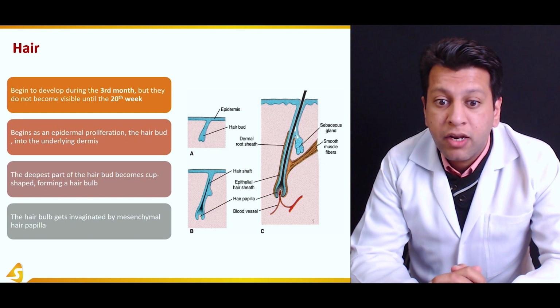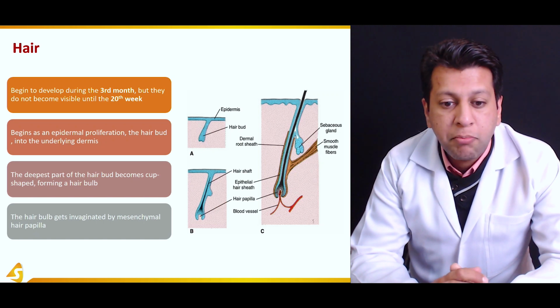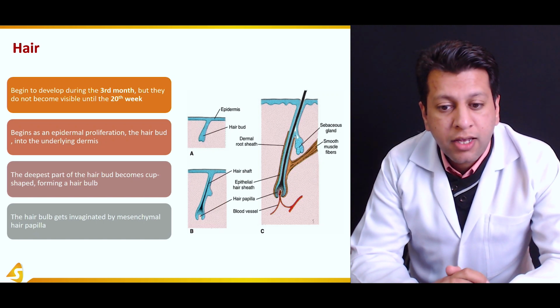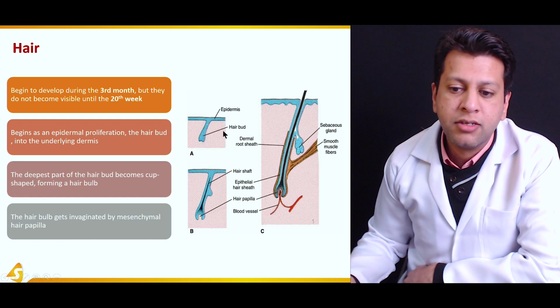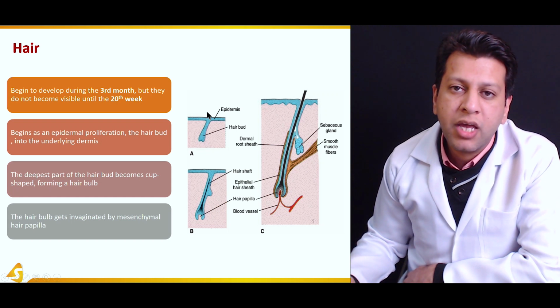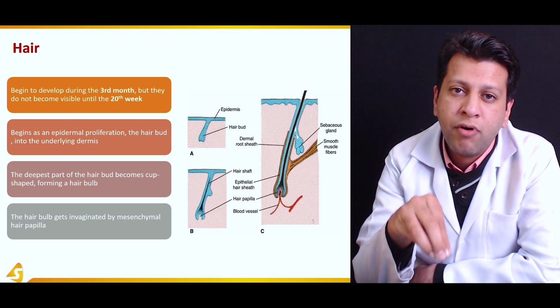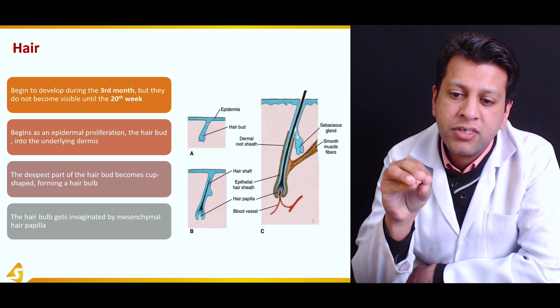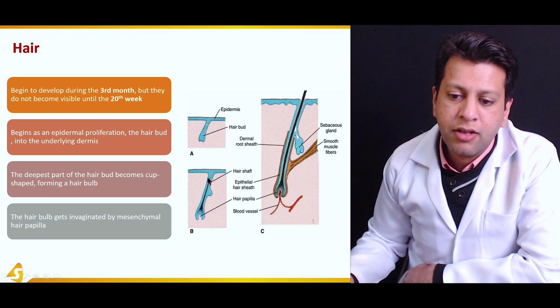They begin to develop during the third month but do not become visible until the 20th week. They begin as epidermal proliferation, the hair bud, into the underlying dermis. If you see in this diagram, as I told you in the previous section, they are formed from the epidermis, not from the dermis. Although they eventually come to lie in the dermis, they are formed from the epidermis, and these cells invaginate into the dermis as you go along. From here, they come down as a hair bud, as in this section. As they grow, they form hair papillae over here.